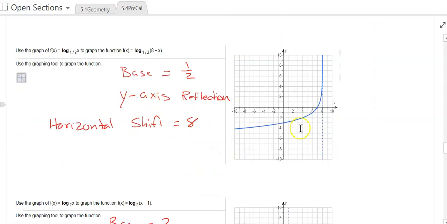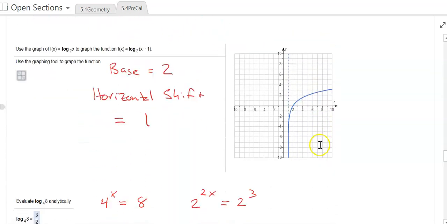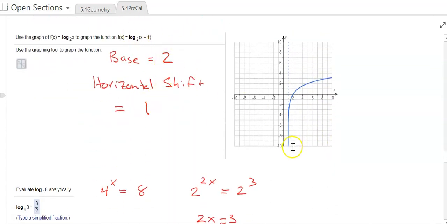Here, if you need me to do one live of this, I will, but this is basically what happened. We have a base of 1/2. Make sure you are choosing a logarithmic tool. We have a y-axis reflection because the x is negative. And we have a horizontal shift of a positive 8, because if we put 8 in here, we would get 0. The next one, we have to make sure our base is 2. This is indeed a logarithmic function. And we have a horizontal shift of a positive 1.